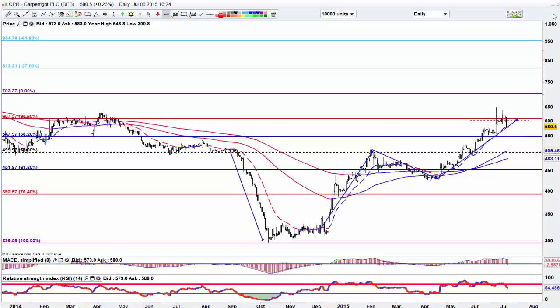Miners look as if they may hold here. Retailers and those exposed to these, like Carpetright, look vulnerable. That oil stock VLO looks vulnerable.